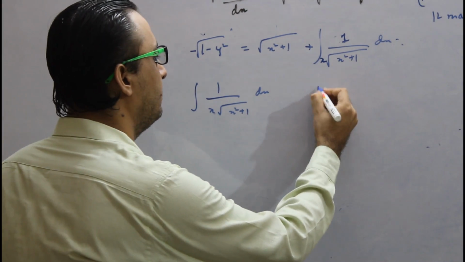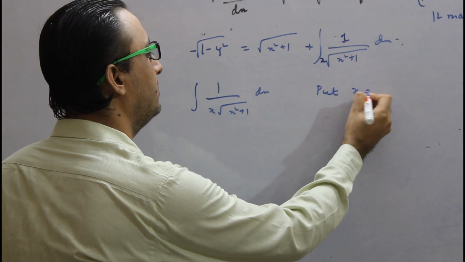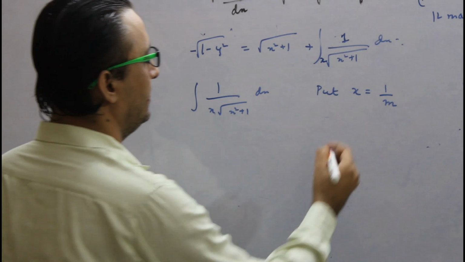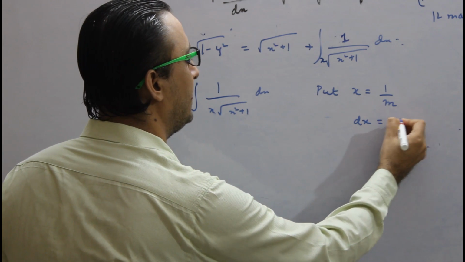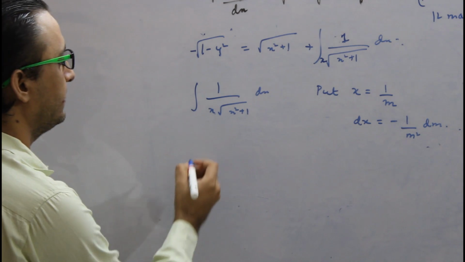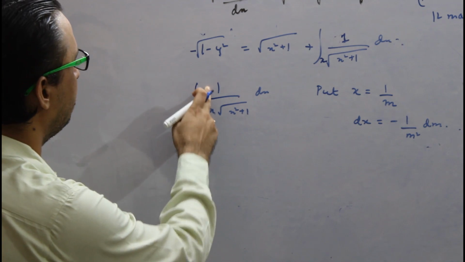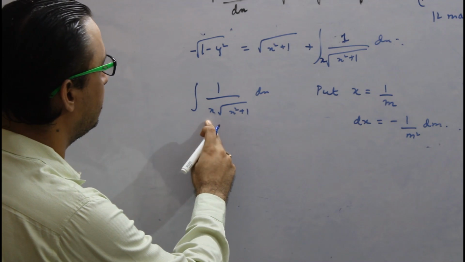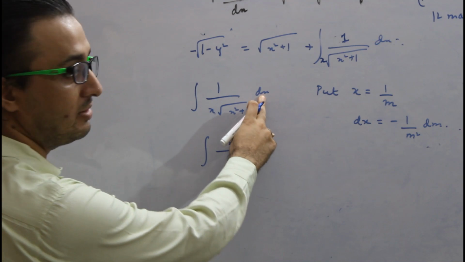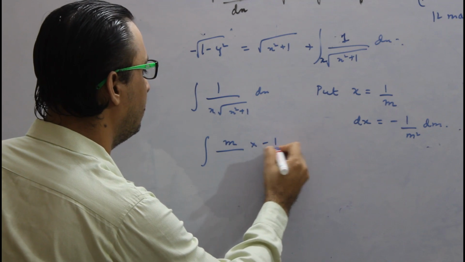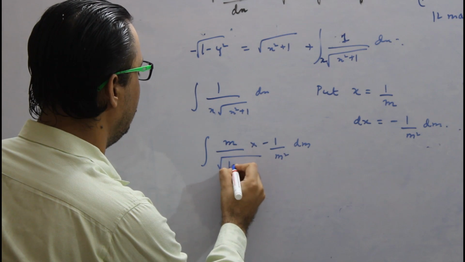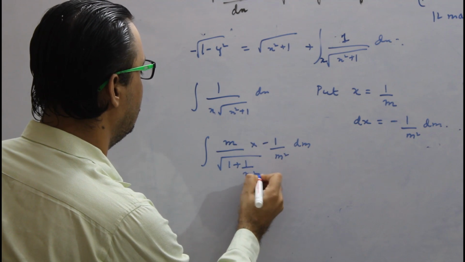Here if I put x is equal to say 1 by m. So here my derivative dx is minus of 1 by m square dm. Alright, so I can write in place of 1 by x as m. Alright, and in place of dx I can write it as minus of 1 by m square dm, and here under root 1 plus 1 by m square.